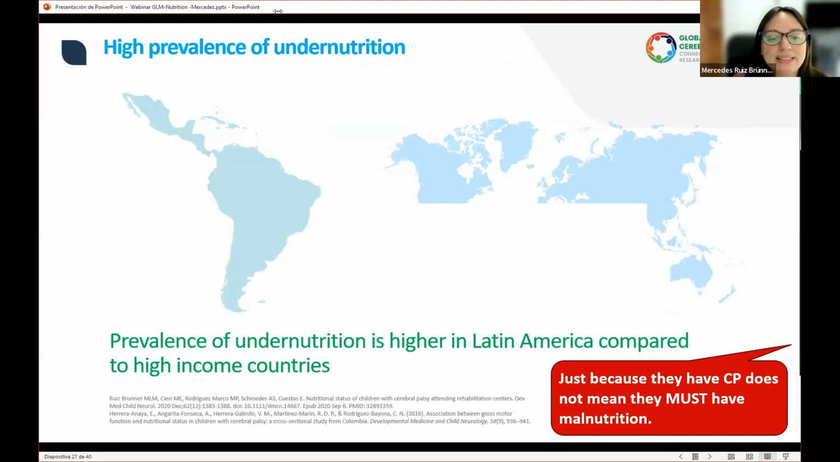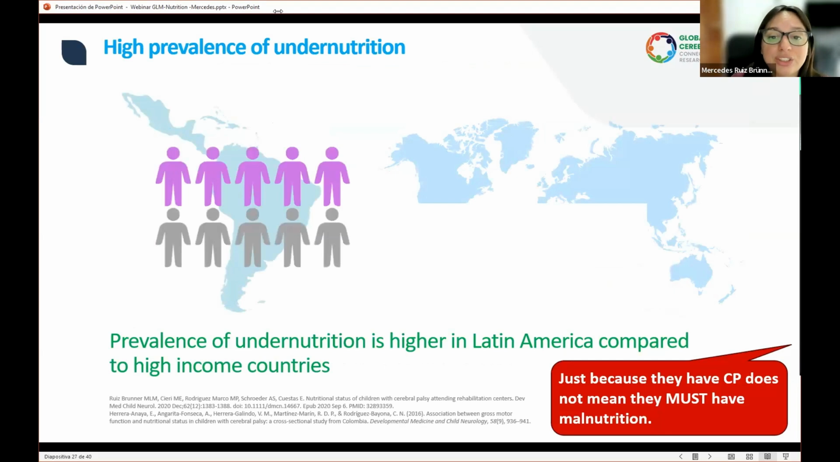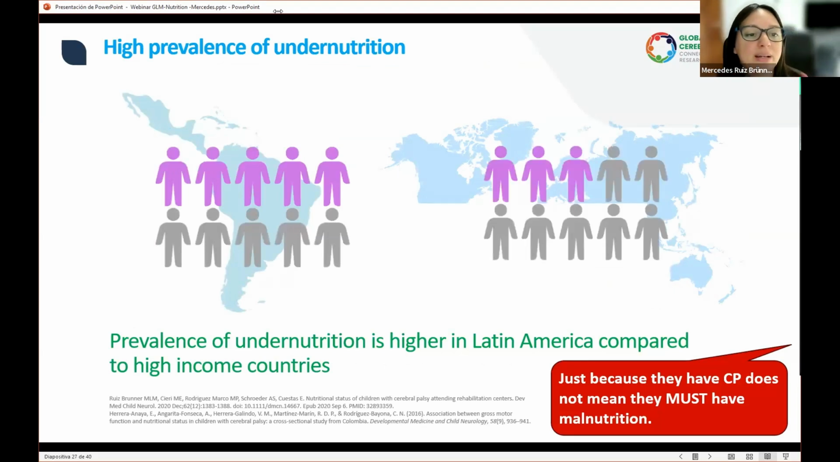We can see that prevalence of undernutrition is higher in Latin America compared to high-income countries. In Latin America, for example, half of the children have undernutrition, while in higher income countries, 3 of every 10 children. And this is similar in other low and middle income countries. In Asia or Africa, undernutrition is a very frequent problem, but we should know that just because they have CP does not mean that they must have malnutrition.